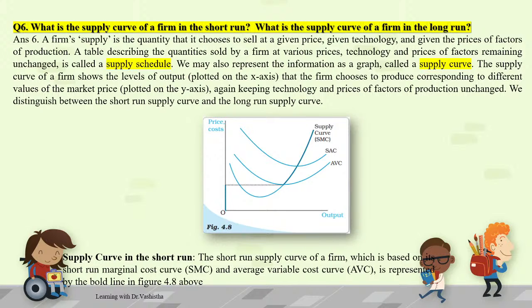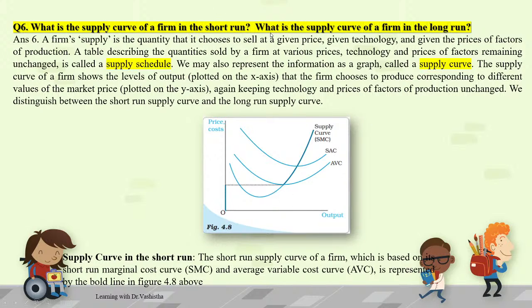Now if this whole thing is being represented in the form of a table, then it becomes the supply schedule. In that table, the quantity sold by a firm at various prices, with technology and the price of factors of production remaining unchanged, is represented in the form of a table. That is called the supply schedule. And when that entire data is presented as a graph, that is called the supply curve. So this is the supply schedule and supply curve.